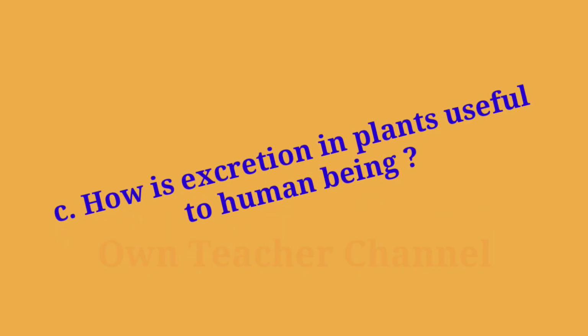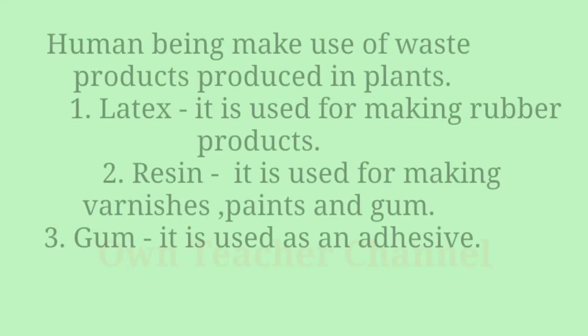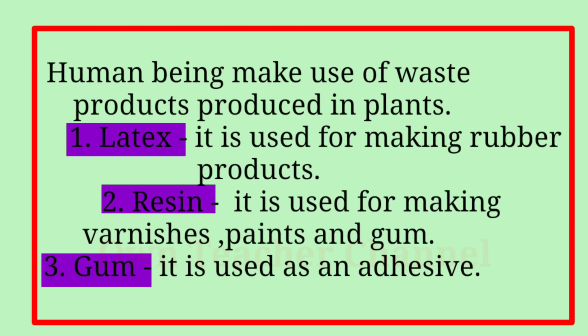C. How is excretion in plants useful to human beings? Human beings make use of waste products produced in plants. 1. Latex. It is used for making rubber products. 2. Resin. It is used for making varnishes, paint and gum. 3. Gum. It is used as an adhesive.